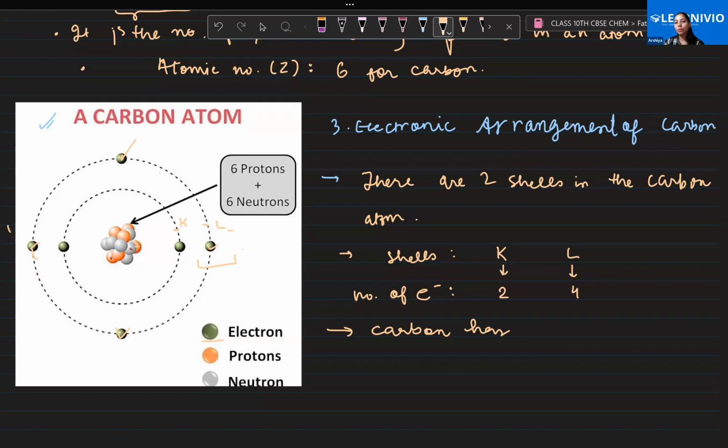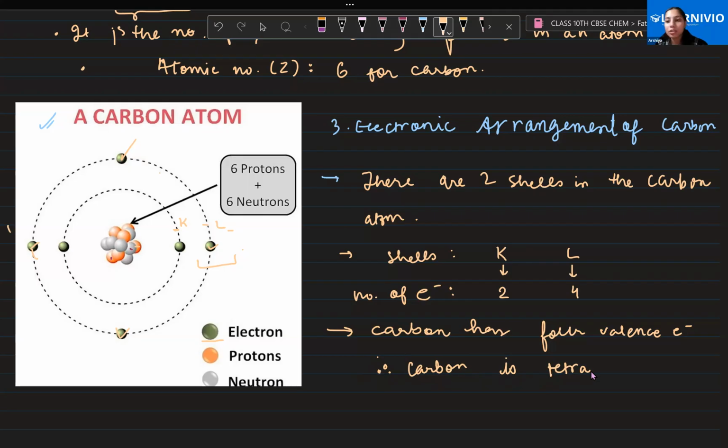This is a very important question from here. Let me write this down first. So carbon has four valence electrons. Now four can also be called tetra, right? Four valence electrons, so we can also say that carbon is tetravalent. That means it has four valence electrons. Therefore carbon is tetravalent.